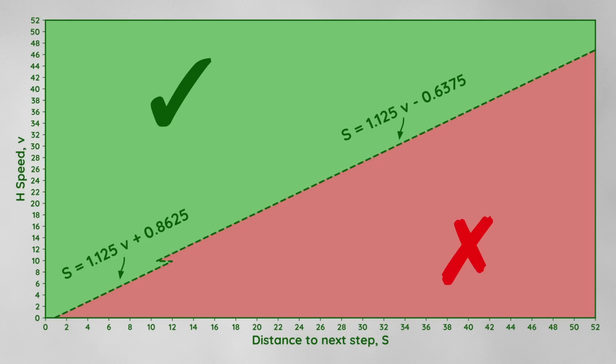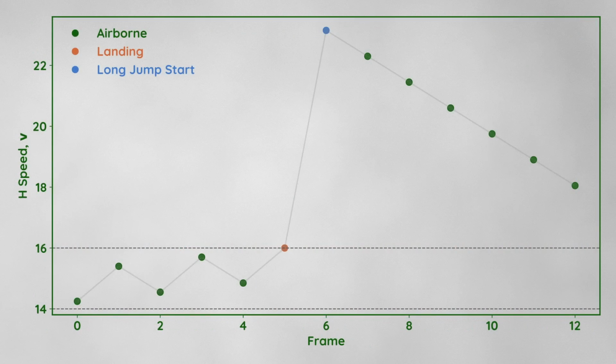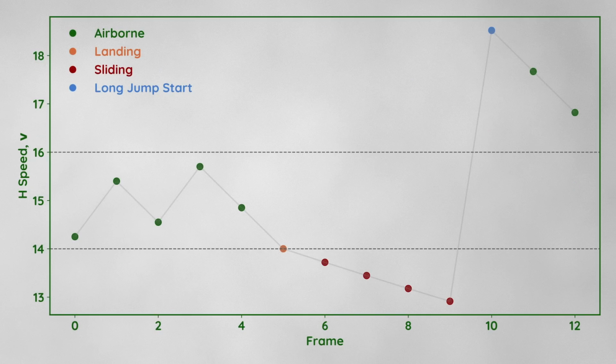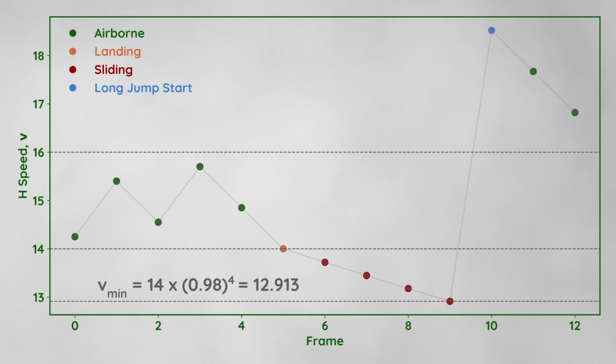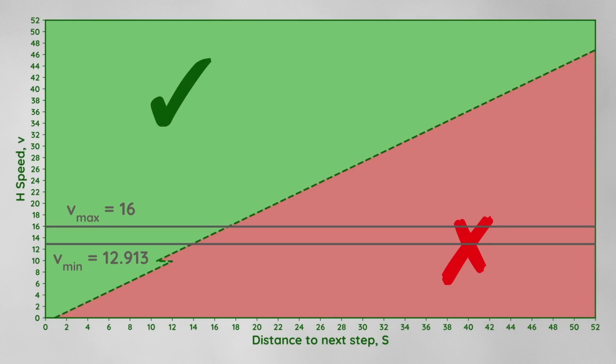But what region of this plot do we have to consider for our first clip? That is, what is the minimum and maximum velocity with which we can start our first long jump? We've already seen that our terminal velocity during airborne frames fluctuates between 14 and 16. So the most velocity we can have to start our first long jump is if we land at exactly 16 velocity and then jump on the next frame. On the other hand, the lowest velocity with which we can start a long jump is if we land with 14 velocity, slide for 4 frames and then input a long jump on the 5th frame, which gives a minimum velocity of 12.913. So between this minimum and maximum velocity, we have the full range of initial conditions we can have on our first jump.